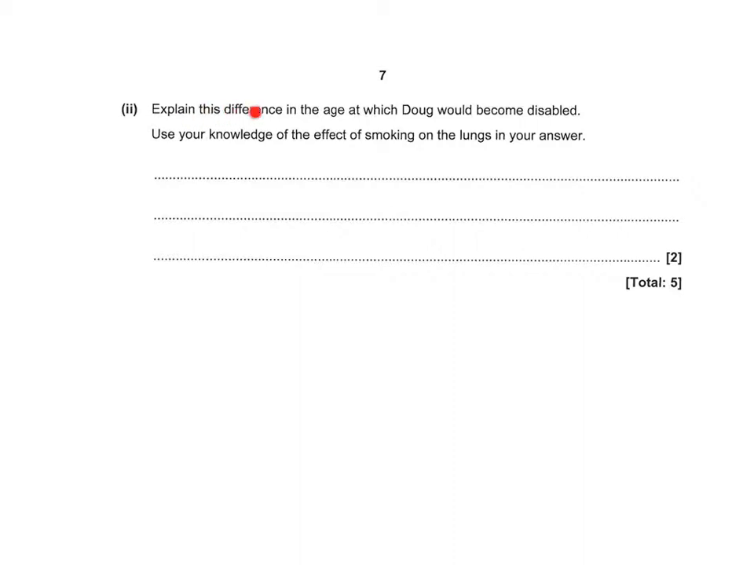Next question, explain this difference in the age at which Doug would become disabled. Use knowledge of the effect of smoke on the lungs in your answer. So again, 2 marks here. 1 mark is saying smoking causes damage to the cilia, which means chemicals build up and cause cancer or emphysema. And another mark for saying that giving up prevents further damage to the cilia. So 1 mark for saying what smoking does to damage the cilia, and 1 mark for saying what giving up will do, and that's preventing the further damage, therefore reducing the risk of cancer.